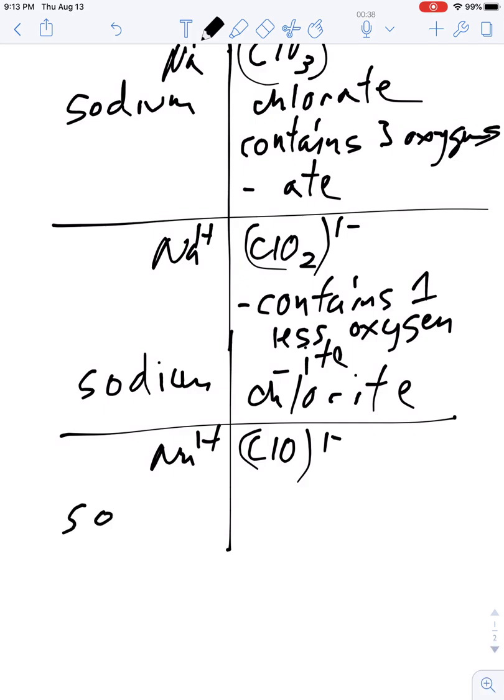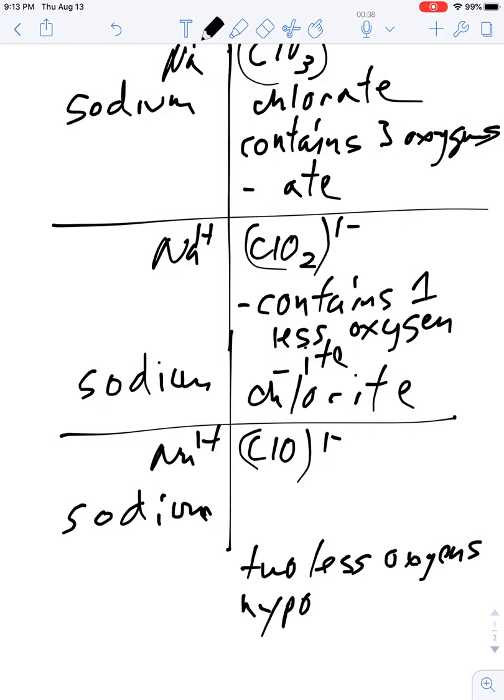So we name the sodium. Now it has 2 less. If it has 2 fewer oxygens, you're going to change the ending to hypo and ite. So it becomes hypochlorite. Okay?